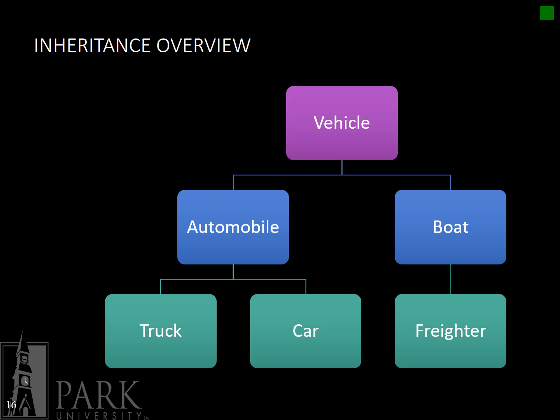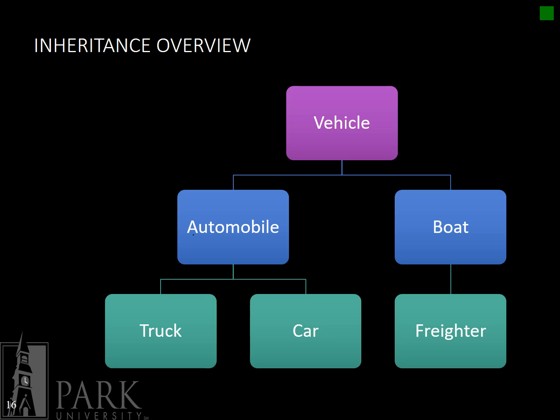Creating a more specific blueprint that's based on an existing master blueprint is analogous to the concept of inheritance, in which a new class is derived from an existing class. You can see here we have an automobile is derived from a vehicle, a boat is derived from a vehicle, a truck is a type of automobile, a car is a type of automobile, a freighter is a type of boat, right? It's called inheritance because the new class inherits and borrows all of the features, that's data and methods, of the existing class.